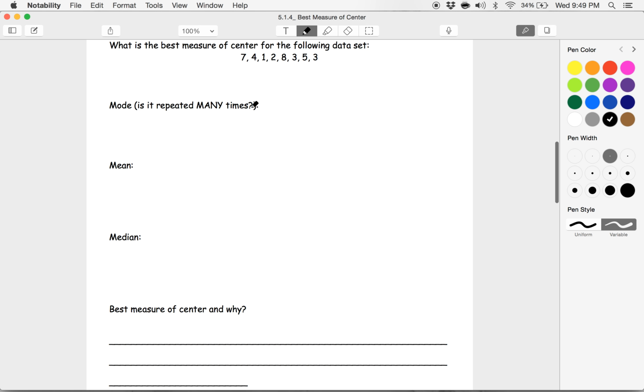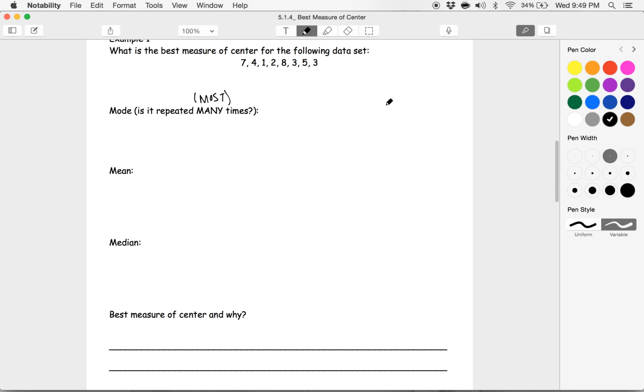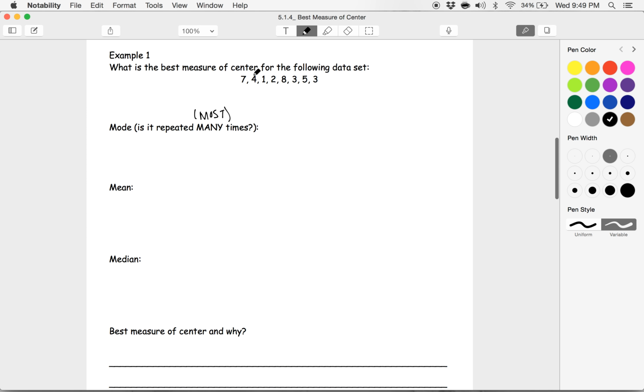Is it repeated many times? Is it what we see the most? So I always like to write most. That helps me remember mode. I have a 7, a 4, a 1, a 2, an 8, a 3, a 5, a 3. Do you see any repeats?